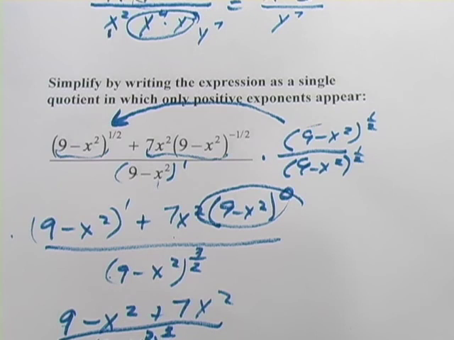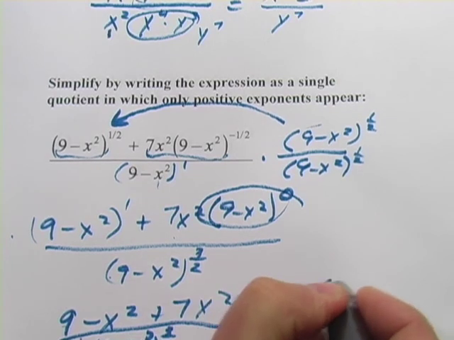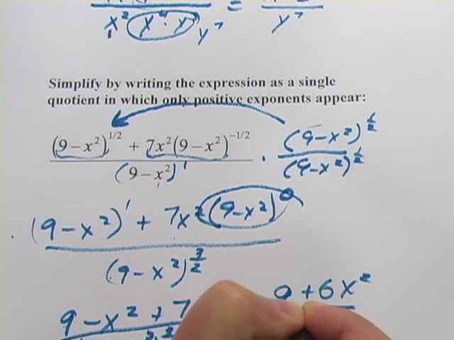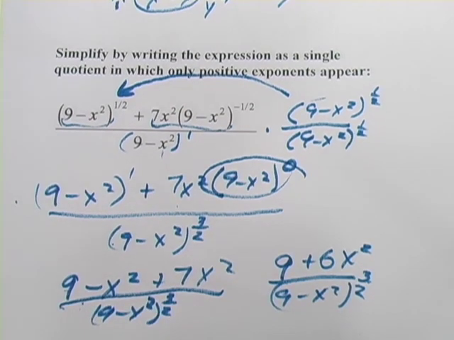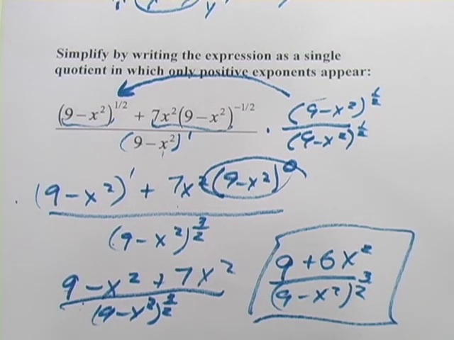And then I can do just a bit more simplification here. I've got a negative x squared and a positive 7x squared. So really this is 9 plus 6x squared over 9 minus x squared to the 3/2 power. And that is our final simplified answer. So that's a little bit of work with negative and fractional exponents.